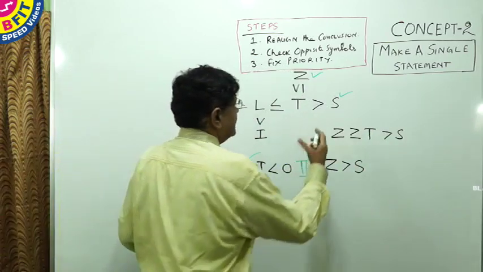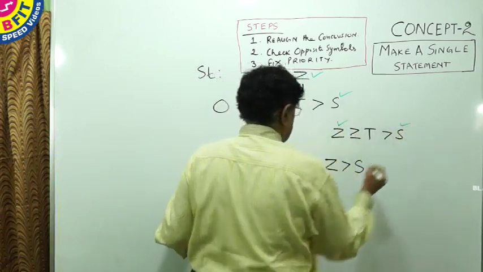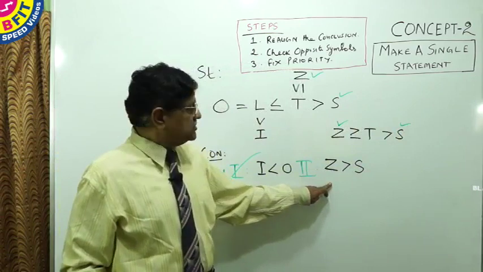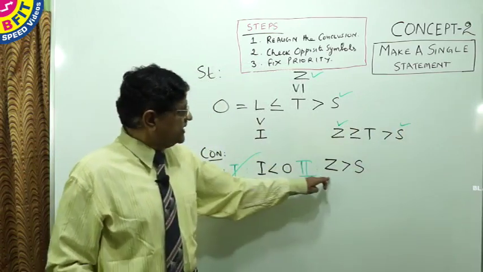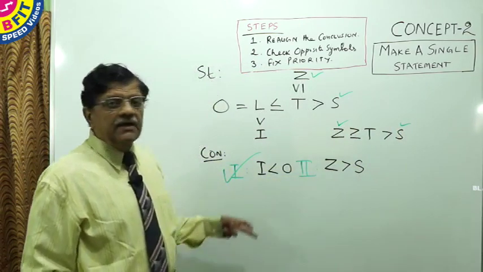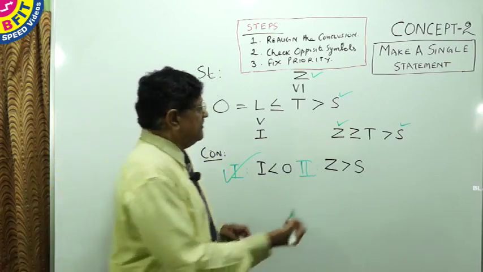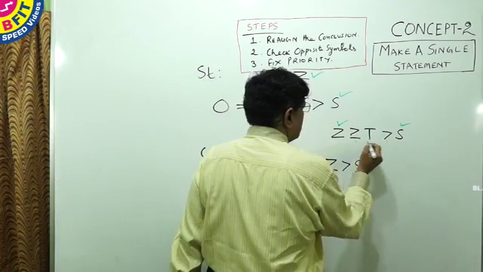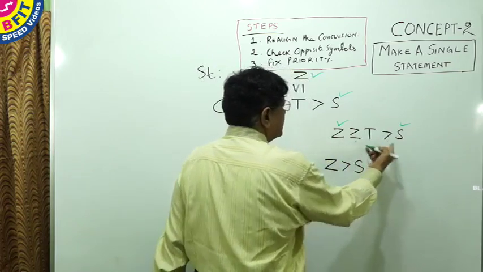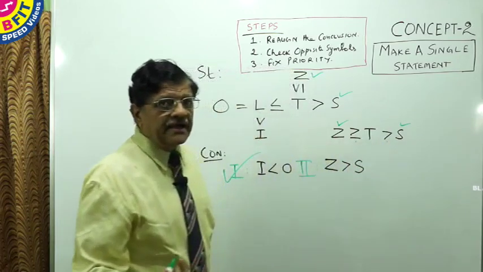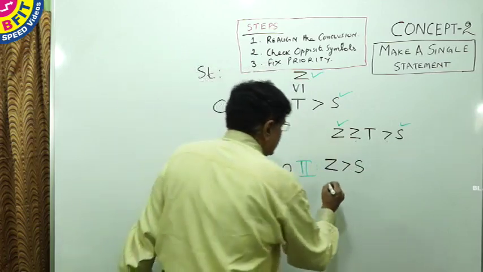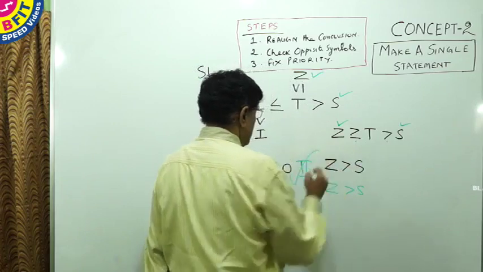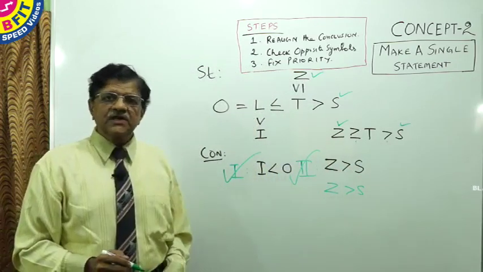Z is here, S is here. The two elements which we have to check in the conclusion are in the same order. Therefore, there is no need for realigning the statement. Between Z and S, the symbols are greater than or equal to and greater than. Between these two symbols, greater than has priority. Therefore, Z is greater than S is true. Therefore, conclusion 2 is also true.